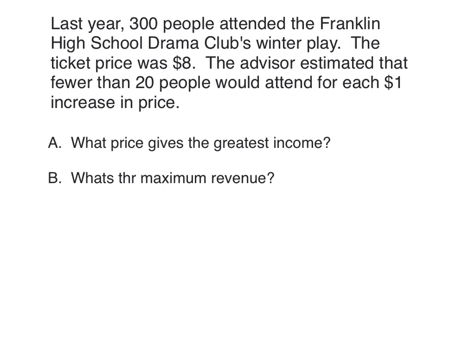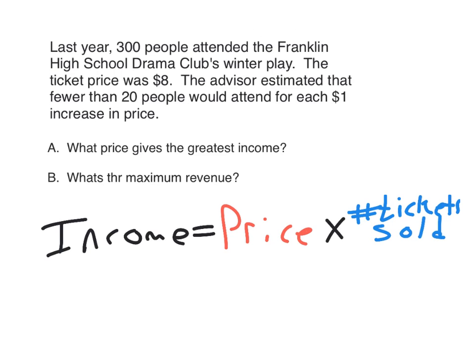Let's take a second to read the problem if you haven't done so already. And we can start right with part A. What price gives the greatest income? So here's something I think we can all agree on. The income is going to be the price per ticket times the number of tickets that we sell. You sell 500 tickets at $10 a pop, you've got $5,000 for income.